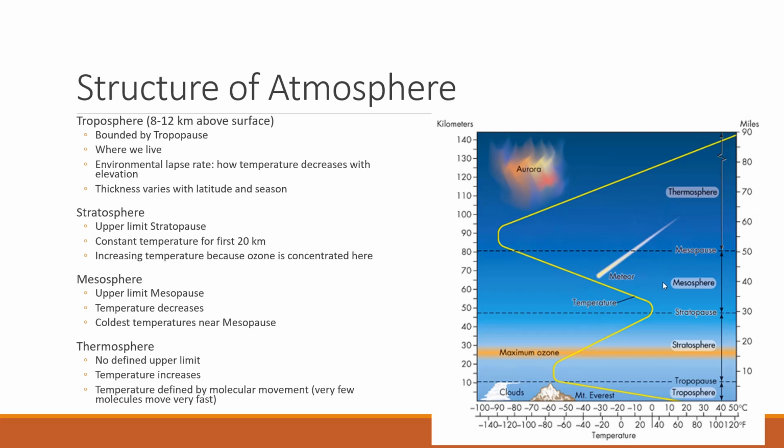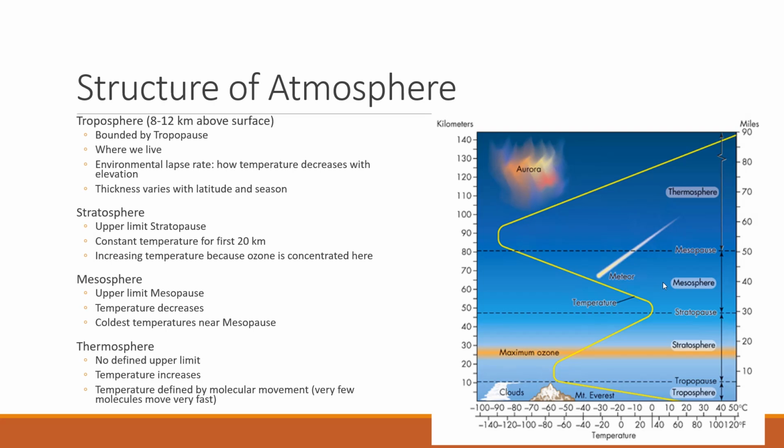The next layer up is the stratosphere. The upper limit of the stratosphere is called the stratopause. It has a fairly consistent temperature for the first about 20 kilometers. This increasing temperature above that is due to the ozone being concentrated in that about 30 to 50 kilometer range.